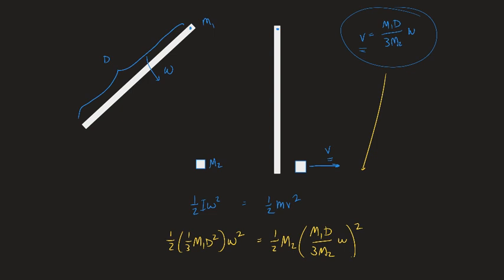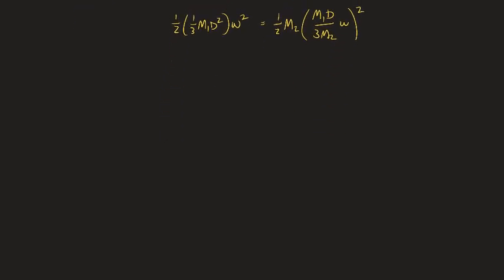Really not a lot to do here. You'll get most of the points just by doing this part, and the rest of the points come from recognizing that they just want you to find M1 over M2. Probably can't do that until you expand. So let's do some expanding. 1/6 M1 D squared omega squared, and 1/18 M1 squared D squared omega squared over M2. Right, one of the M2s is squared, and then the other one cancels it out. Any problem with that?